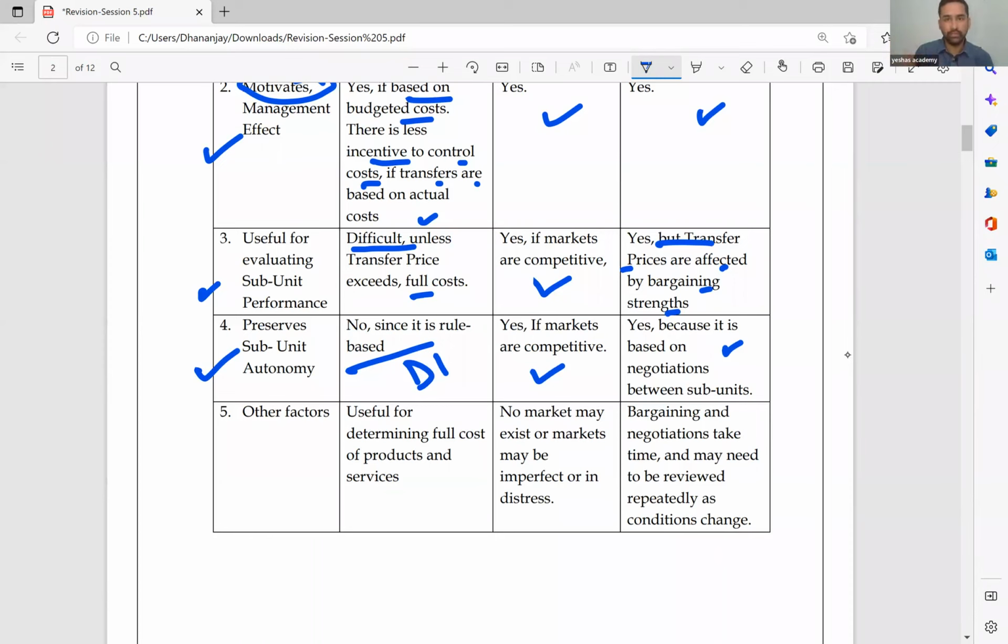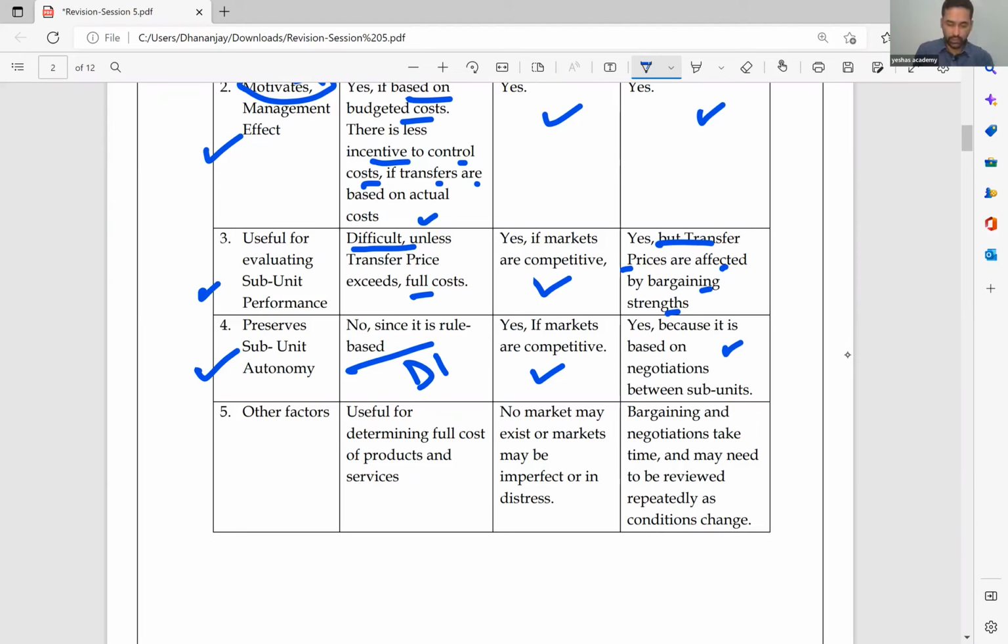Third, definitely, because here they will quote a number, department 2 will come back with another number, and they have to sit and negotiate. Now we are making D1 and D2 both powerful in second and third, because both can decide whether to buy internally or to buy from outside. But in the first method, where everything is transferred simply at cost, there is no autonomy.